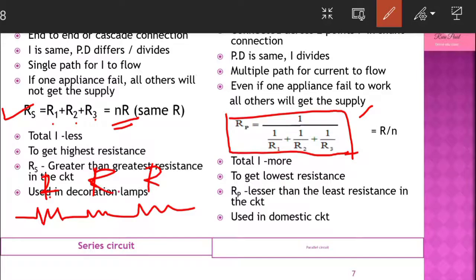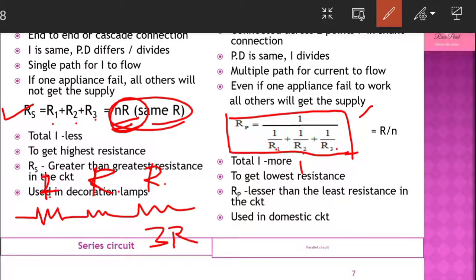Rs is equal to R plus R plus R, which is 3R. So when three resistors are connected, we are getting 3R. Suppose n resistors are connected, we will get nR. This expression is for resistors having the same value. Now if three resistors of the same value are connected in parallel, what will be the expression? That will be R divided by n. How? Let us see that.